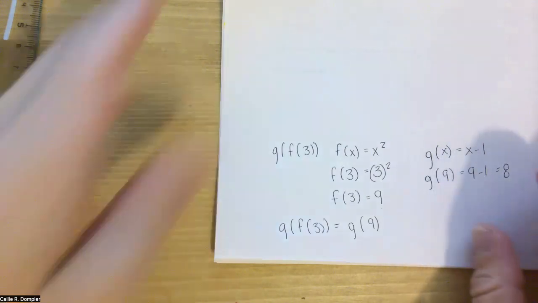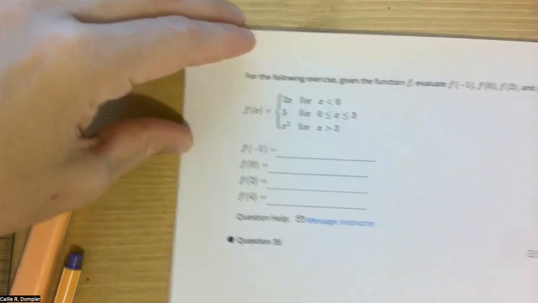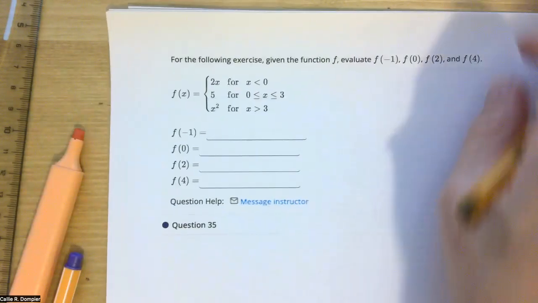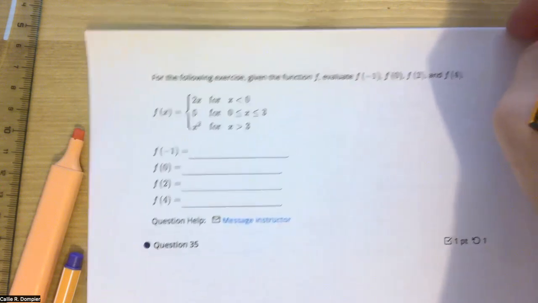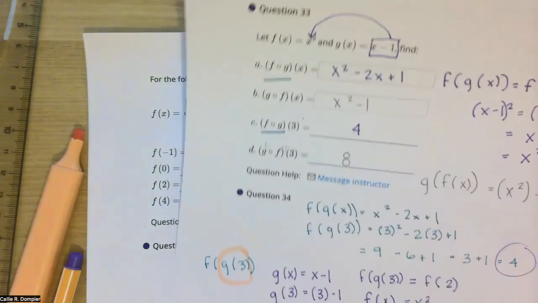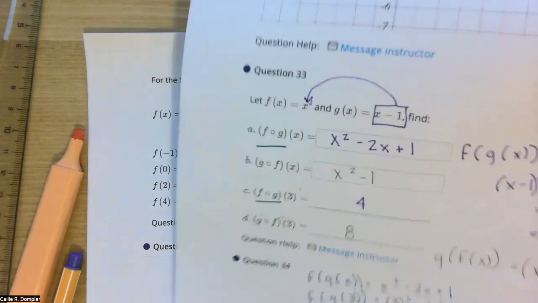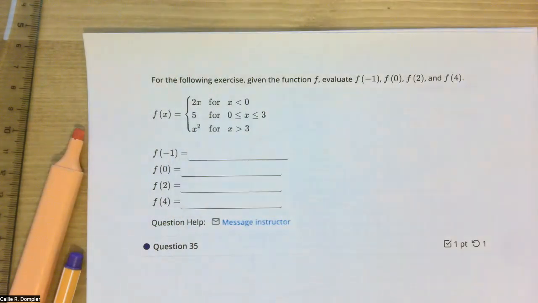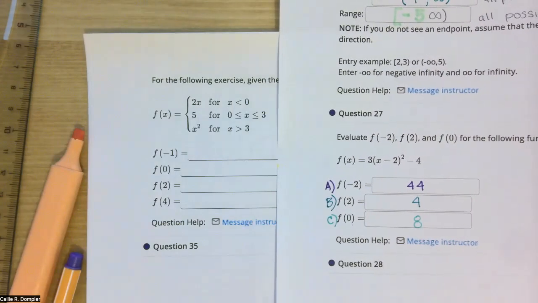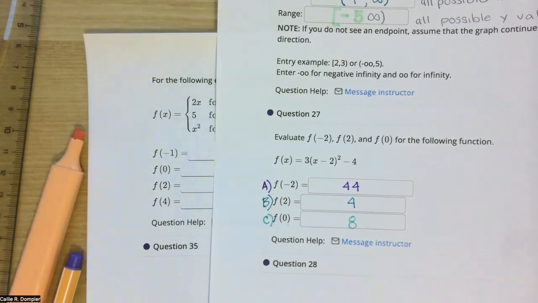Is that everything? Okay. Now we've got, for the following exercise, given the function f, evaluate f of -1, f of 0, f of 2, and f of 4. Notice the formatting, okay? It's the same formatting as before, so we have done this, right? It looks a little bit like this, but what does it look more like? It looks more like this one, right? Evaluate f of -2, f of 2, and f of 0 for the following function.